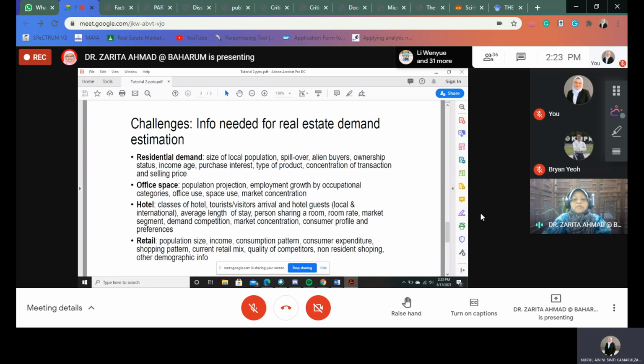You will also have to look at the office use, the space use, as well as the market concentration. With this you'll be able to estimate your demand.